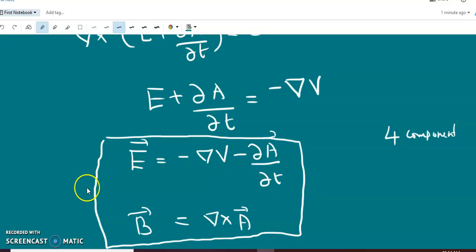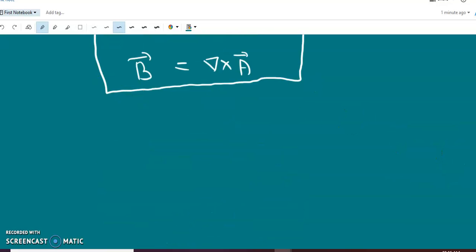So in field formulation, we require 6 components to represent electric and magnetic field, while in the potential formulation, we require only 4 components to specify the electric and magnetic field. So 3 components of A and 1 component of the scalar potential V are required to specify the electric and magnetic fields in the potential formulation.